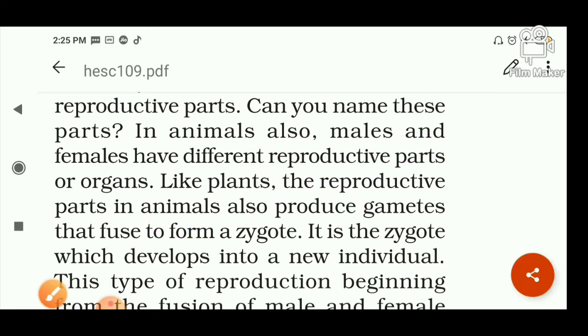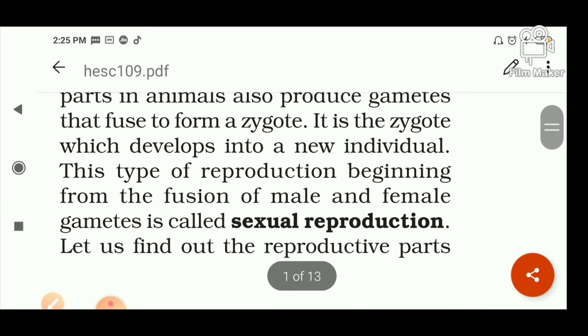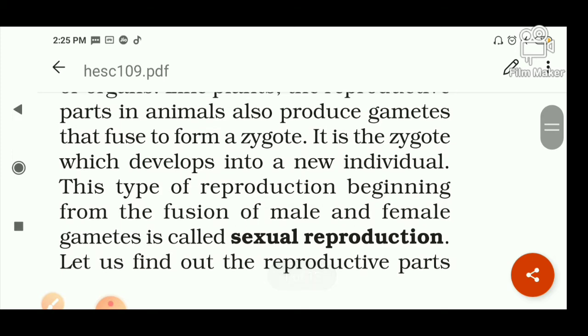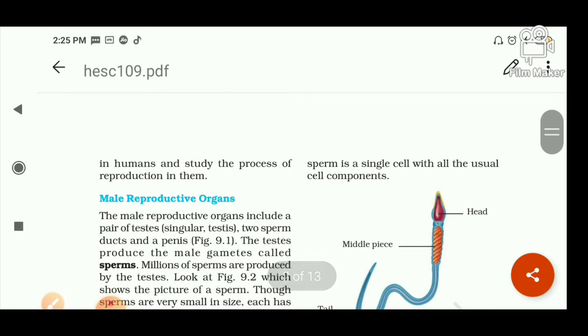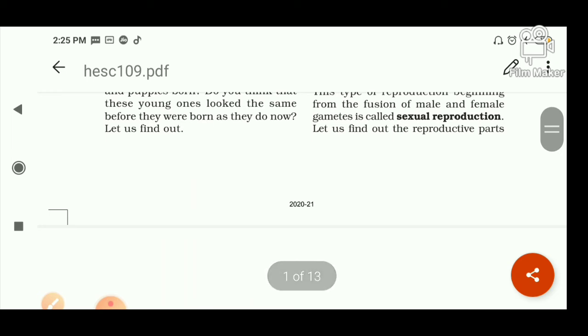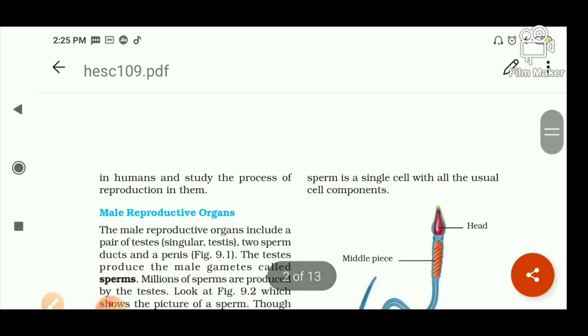Okay. The life of every sexually reproducing animal begins as a single cell zygote, right? It starts from the single cell zygote. And the zygote undergoes cellular division, which I told you develops into the embryo and then the new individual, right? Okay, then come to the next part. In humans, let's find out the reproductive parts and study the process of reproduction in them.